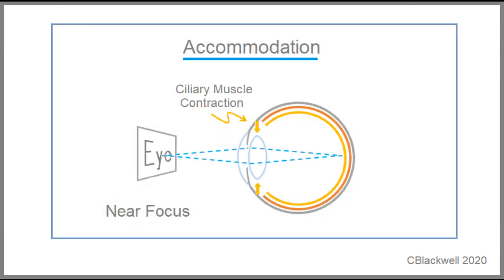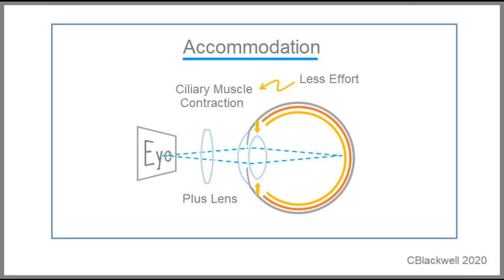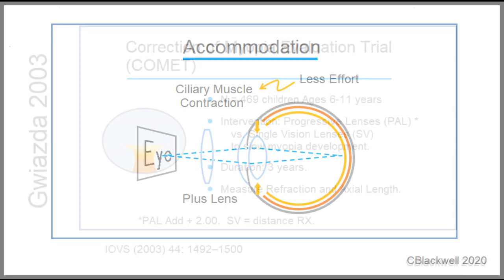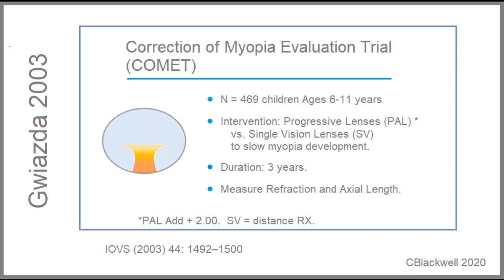The second treatment strategy starts with the straightforward idea that if reading and near work are the cause of myopia, it is logical to look at the effort of accommodation as the cause. Therefore, if you use reading glasses or bifocals to reduce or eliminate the effort of accommodation, that should reduce development of myopia. The well-known COMET study did this using progressive bifocals.